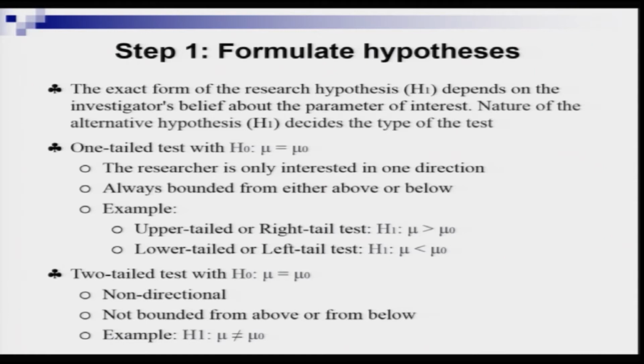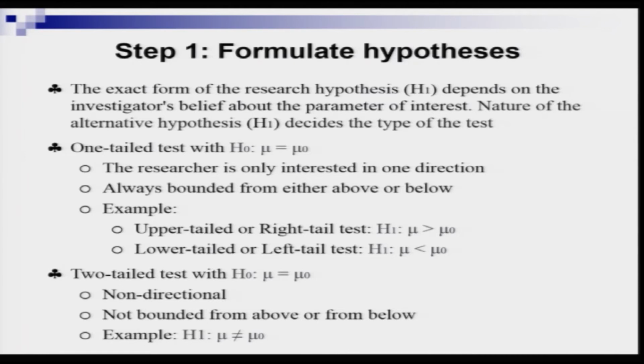It begins with a null hypothesis mu equal to mu naught. Here mu is the population parameter; it could be the mean, the median, or the variance, but we start with a specific value of that unknown population parameter in mind, and we say mu equal to mu naught. Then the researcher is only interested in one direction, which is an assumption, and this is always bounded from either above or below.